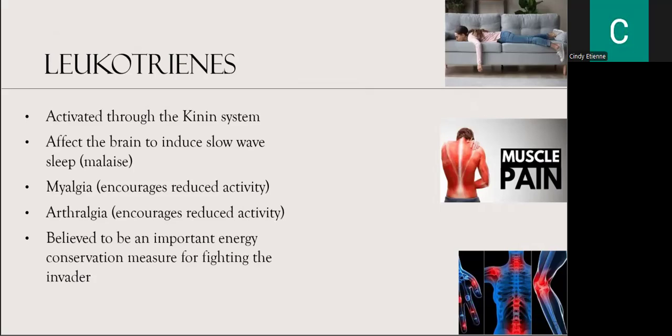Leukotrienes are also important in conditions like asthma, where they promote bronchoconstriction, mucus production, and airway inflammation. This is why medications such as montelukast, also known as Singulair, work by blocking leukotrienes to improve asthma control. So think leukotrienes, lungs, and lethargy. Lungs cause bronchoconstriction and mucus production in asthma. Lethargy contributes to malaise, muscle aches, and joint pain, helping the body conserve energy during illness.